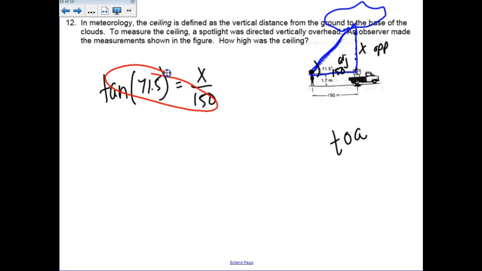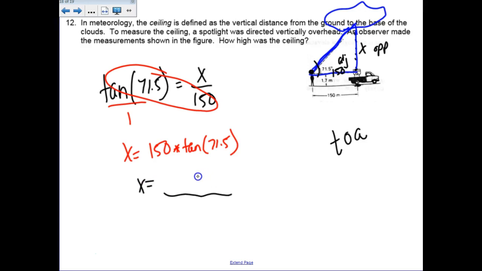So let's cross multiply. Tenths place is good. Thank you. 448.3. What's the label on this problem? Meters. So is that my answer? Is that how high the clouds are? Not quite. We have to incorporate this 1.7 meters because that's off the ground.